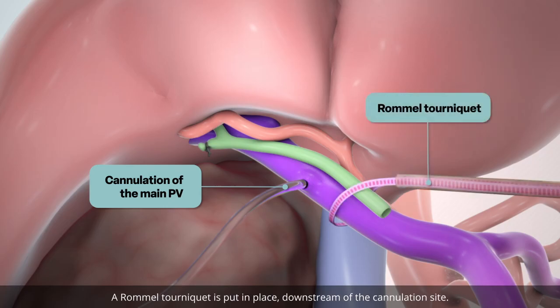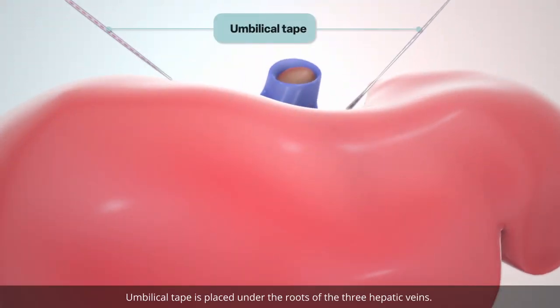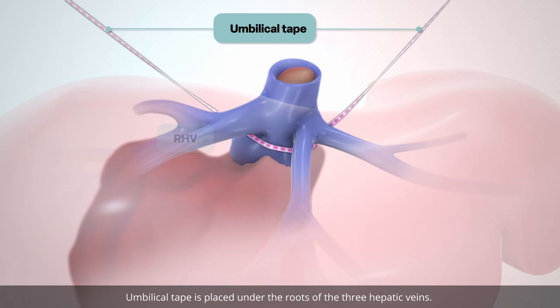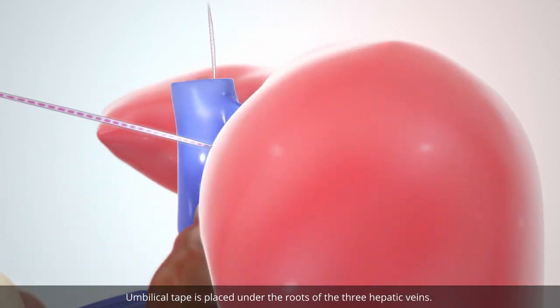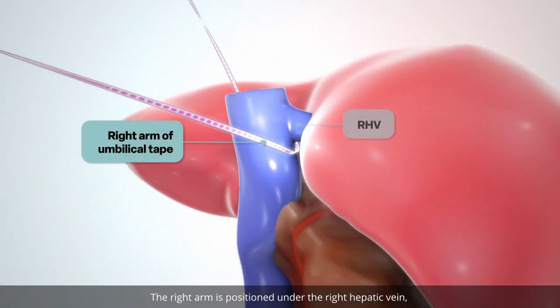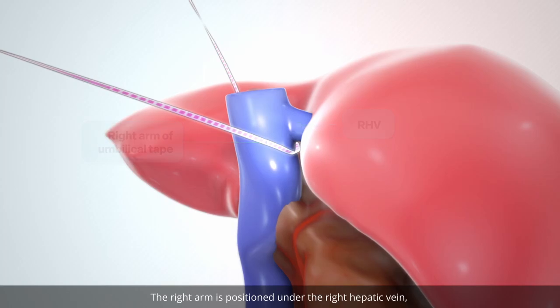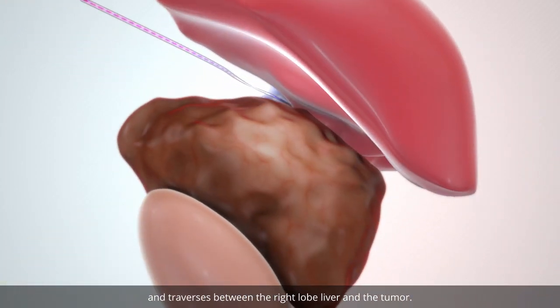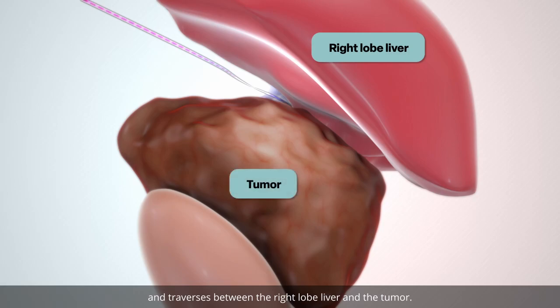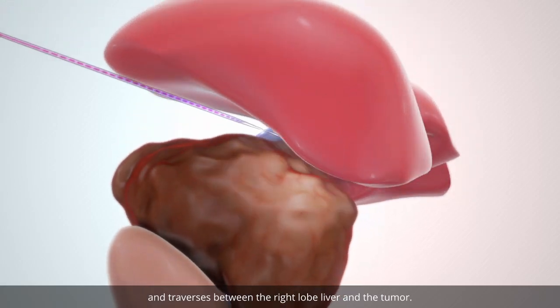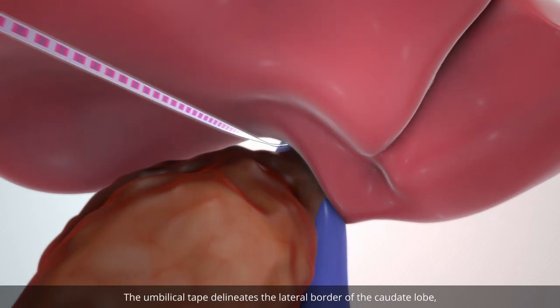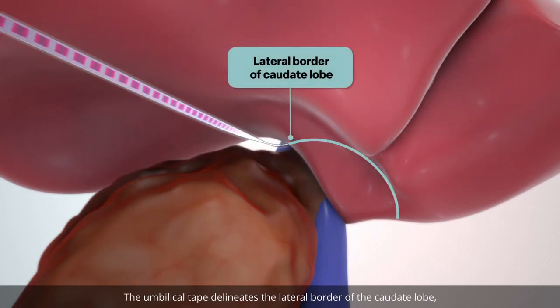A Rommel tourniquet is put in place downstream of the cannulation site. Umbilical tape is placed under the roots of the 3 hepatic veins. The right arm is positioned under the right hepatic vein and traverses between the right lobe liver and the tumor. The umbilical tape delineates the lateral border of the caudate lobe, where it meets the tumor.